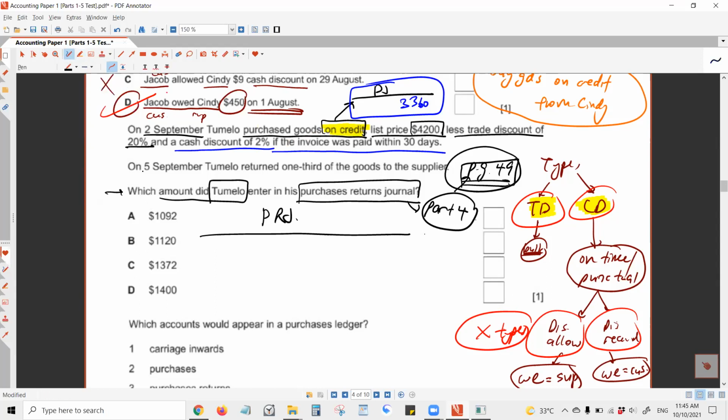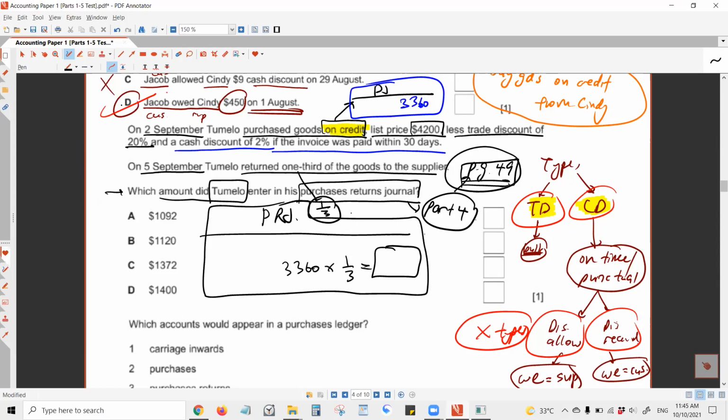Okay, next line. 5th of September, Tumelo returned 1/3 of the goods to the supplier. Okay, how to calculate 1/3? 1/3 means 1/3. So you have to take 3360 times 1/3. Then this is the amount that will appear in the purchase return journal.